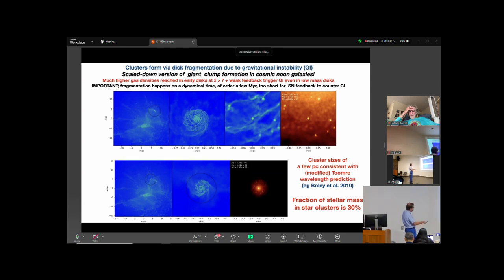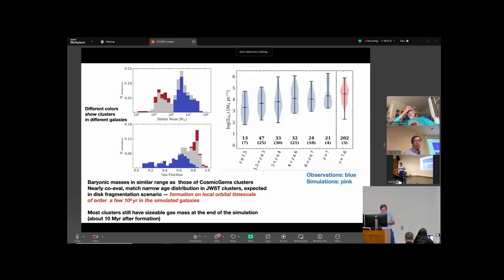This is barely 150 parsecs in size. And this is a bit bigger, 250 parsecs. But this is extremely compact compared to a galaxy at redshift 2. This is the reason why you can get fragmentation even in this very low mass galaxy. Okay? And the interesting thing is that because fragmentation is so rapid, you convert a lot of mass into stars in the clusters. Right? So the clusters form, and they rapidly comprise about 30% of the stellar mass of the galaxy after just 1 or 2 orbital times. So it's an extremely fast process.